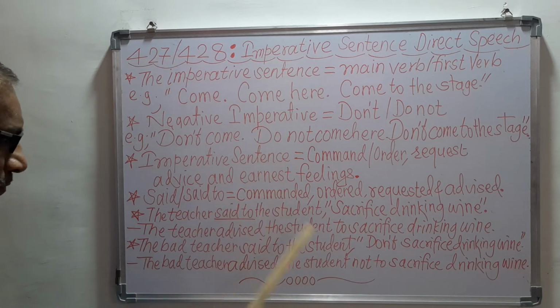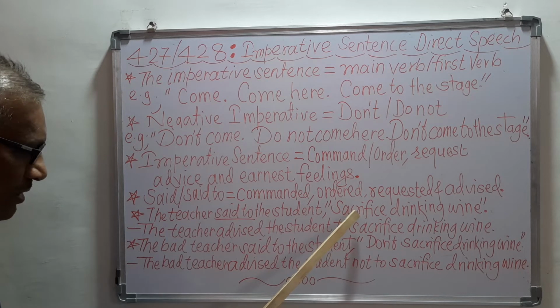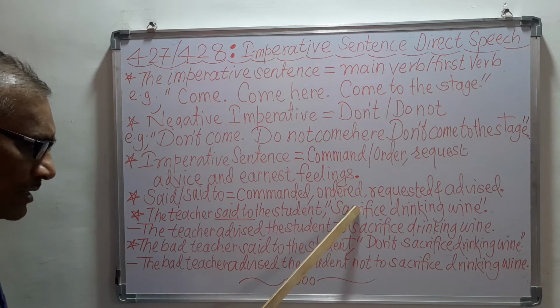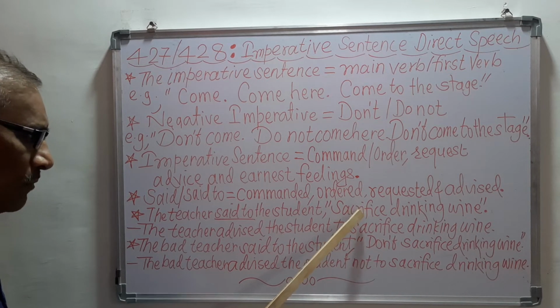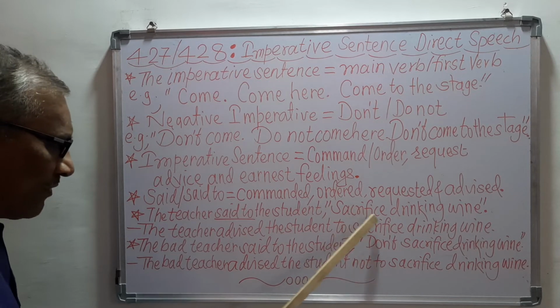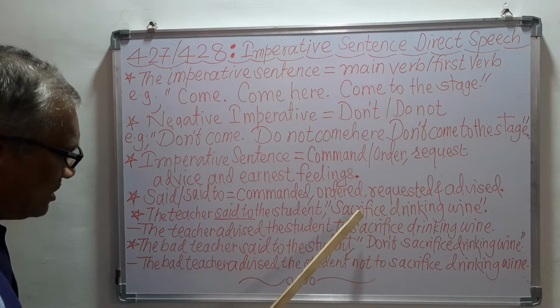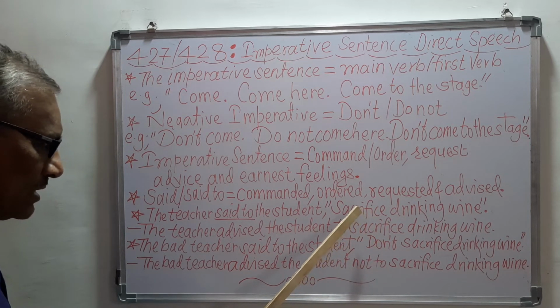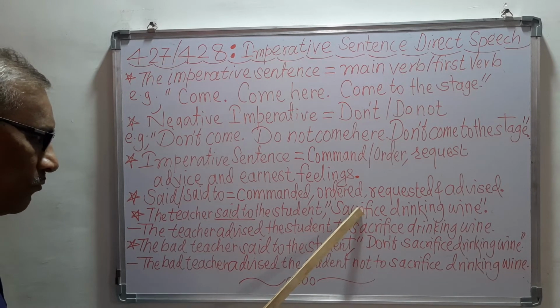This is the part of the direct speech. And remember, this direct speech has been started with the main verb, and that's why it is called the imperative sentence, because this imperative sentence has been started with the main verb, and that main verb is sacrifice. So "Sacrifice drinking wine" is the direct speech, and this direct speech has been started with the main verb, or with the first form of the verb.